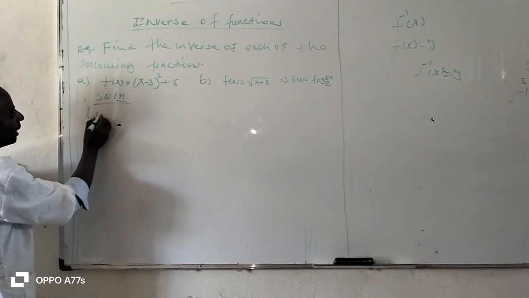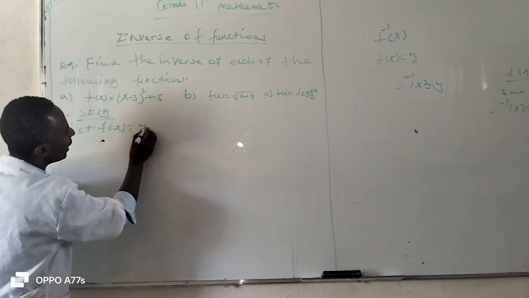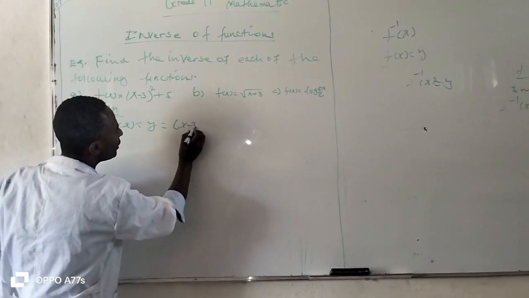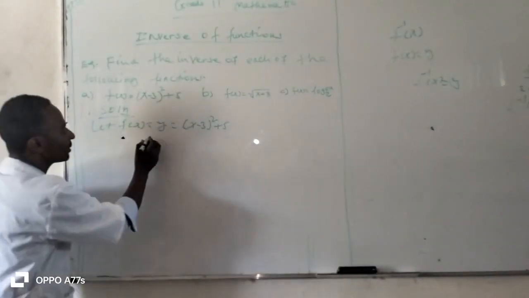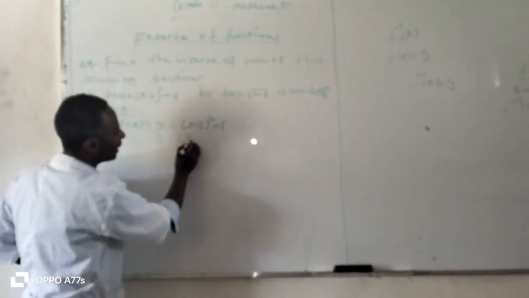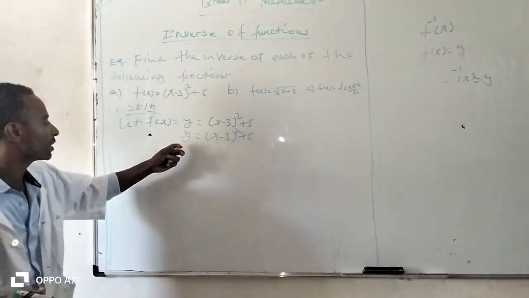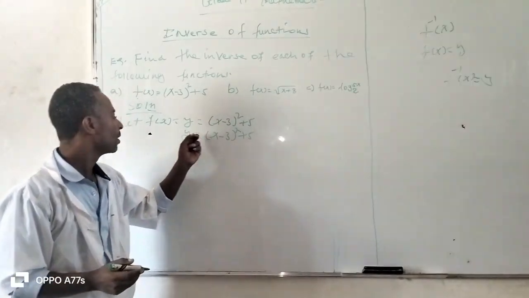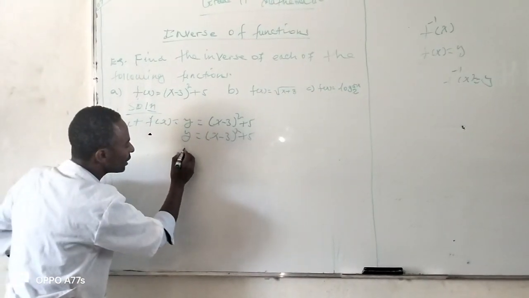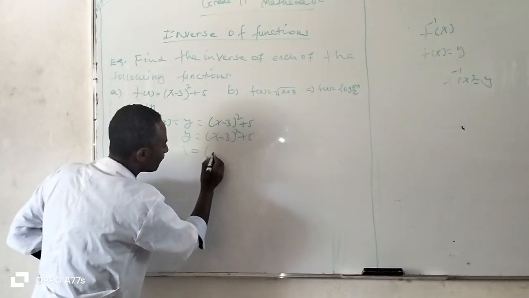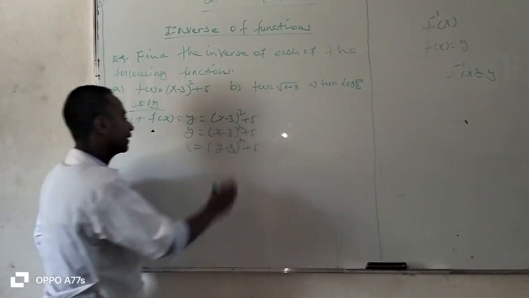Now f of x is equal to y, which is equal to (x minus 3) the whole squared plus 5. That means y is equal to (x minus 3) the whole squared plus 5. Then we interchange x and y. That means we write y instead of x and x instead of y. Now x is equal to (y minus 3) the whole squared plus 5.